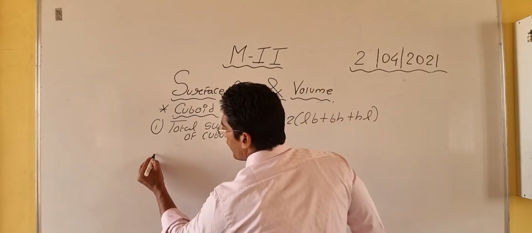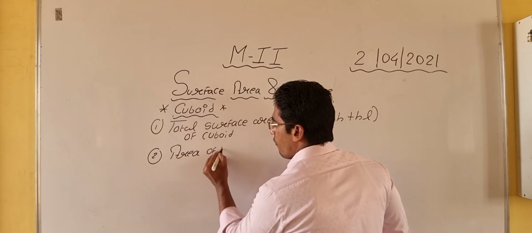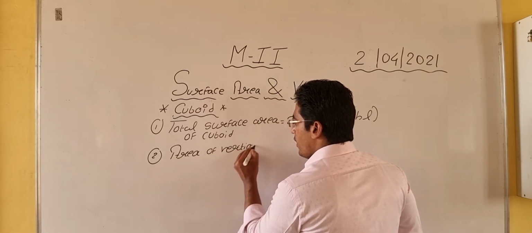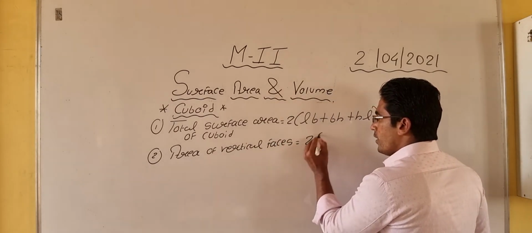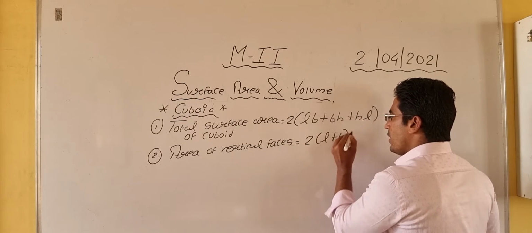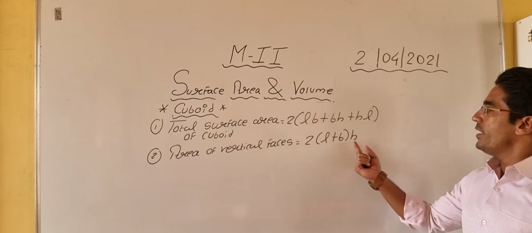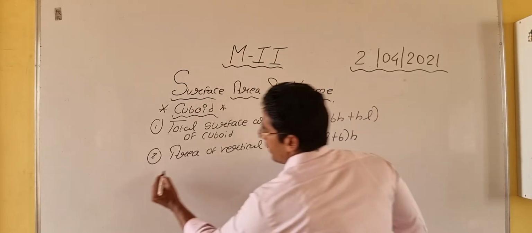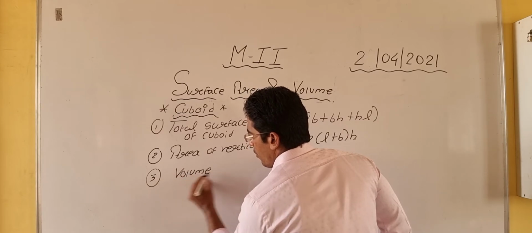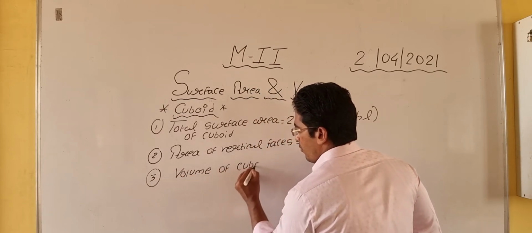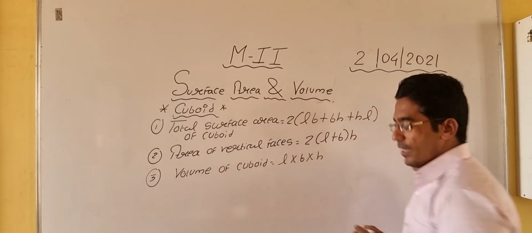The second formula is the area of vertical faces. Area of vertical faces is equal to 2 in the bracket L plus B into H. What is the formula? 2 in the bracket L plus B into H. And last is the volume of cuboid, which is equal to L into B into H.